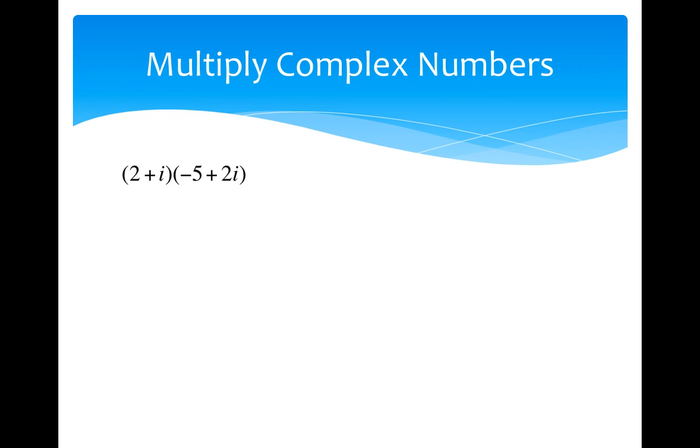Multiplying complex numbers, this is pretty similar to just multiplication in general if you had an x for your variable, for example. So you're going to distribute. You're going to combine like terms. The only additional step is that you have to replace i squared with -1.